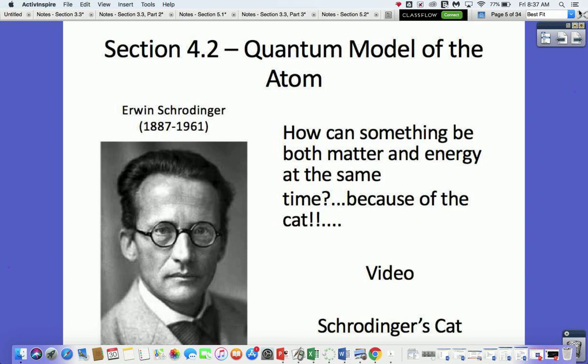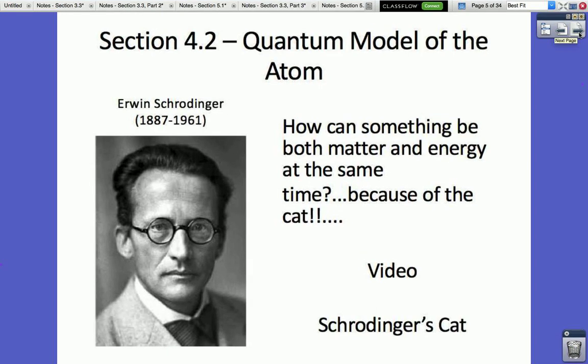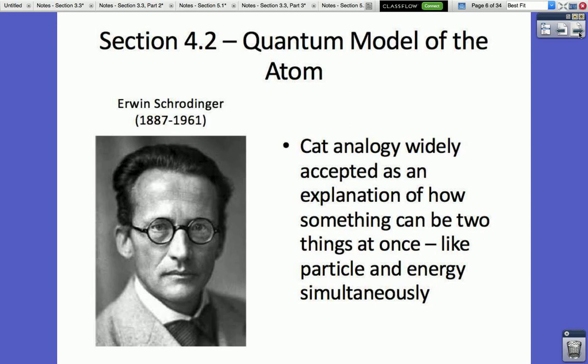Okay, so Schrödinger's cat, both dead and alive at the same time. It's the most widely accepted analogy and thought process that explains how two things can be one, or how something can be two things at once. Just like a particle and an energy. A particle can be energy simultaneously, and energy can be a particle simultaneously. Just like the cat was both dead and alive at the same time until we looked, right?